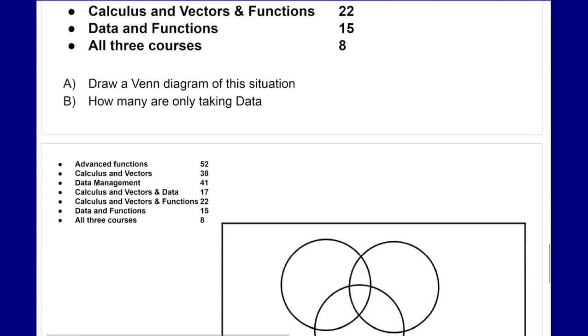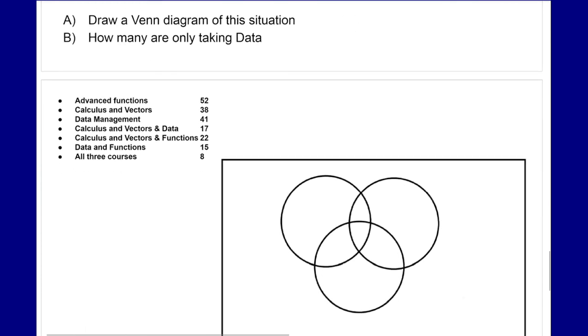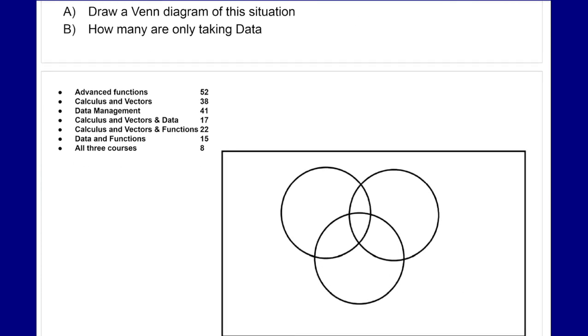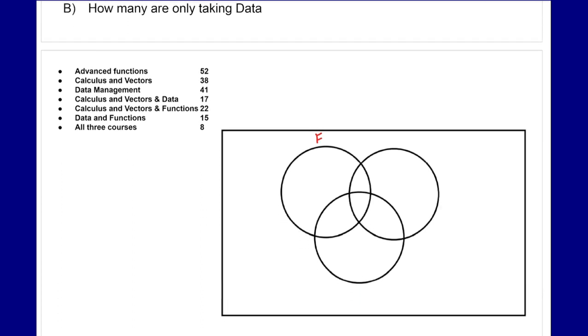So this one is going to be a little different because we're looking at 3 different events: advanced functions, calculus and vectors, and data. Again, we can label each circle how we want. So let's say functions is at the top, data is on the bottom, and then calculus and vectors is to the right. Again, it doesn't really matter which way you label it.